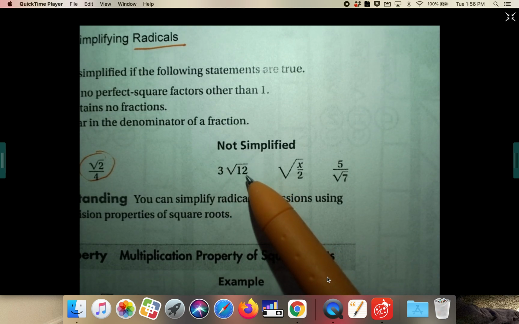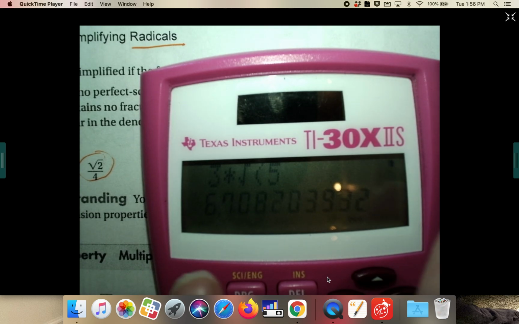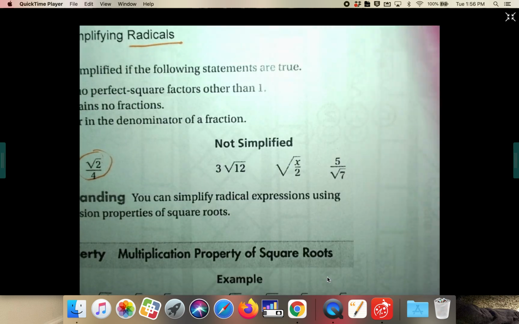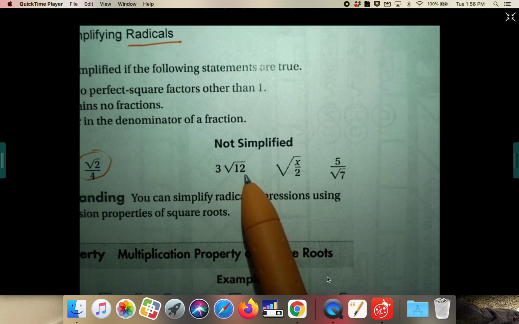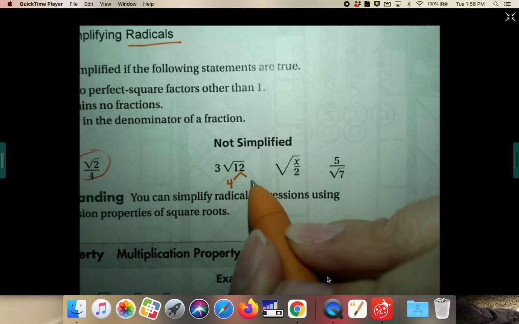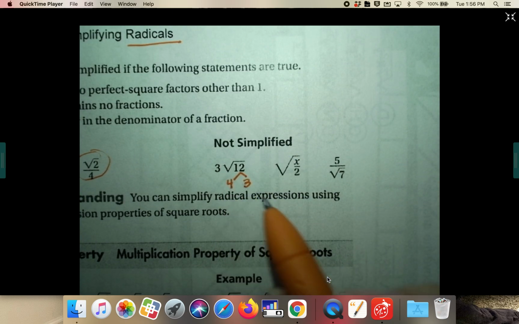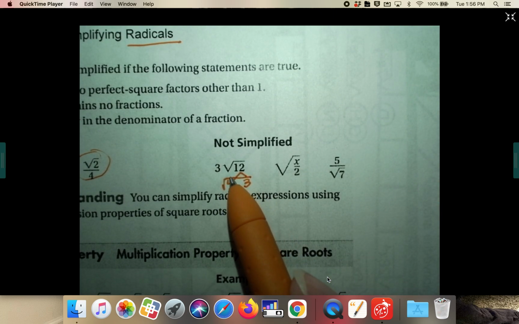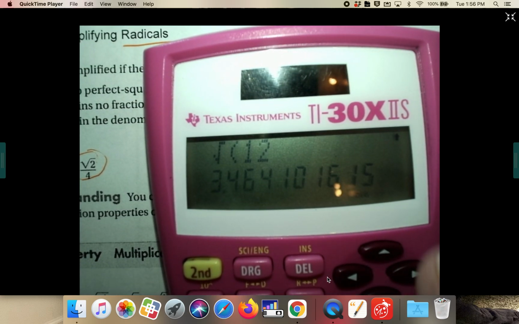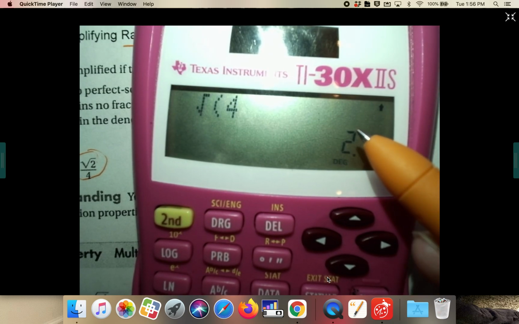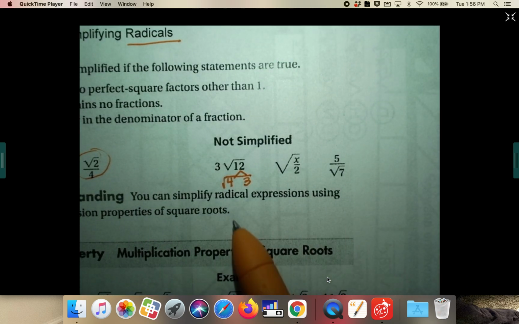You can't square root 12, I'll show you. You can't square root 12, but you can square root a number that is inside of 12. So if you can think of 2 numbers that you can multiply that would be 12, right off the bat, I can think of 4 and 3. And guess what? We can take the square root of 4. You can't take the square root of 3, but you can take the square root of 4. So what is the square root of 4? It's 2.